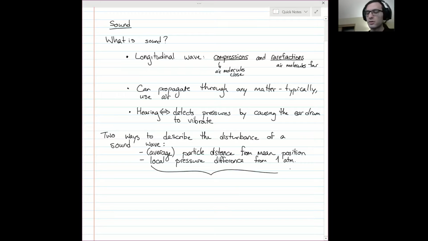However, this means of describing it, talking about pressure differences, is way more useful because in reality, the air molecules themselves aren't actually oscillating, right? They're just bouncing around and doing their thing. It's just on average they look like they oscillate. So if you took some sort of weighted average, then you could adequately describe these in terms of particle distance from where the particle wants to be, but it's not a particularly useful way of describing the wave.